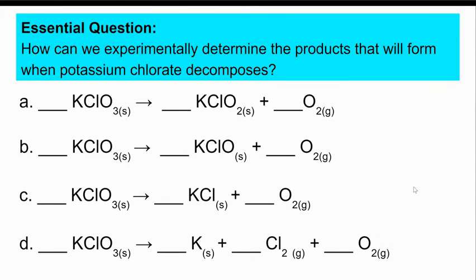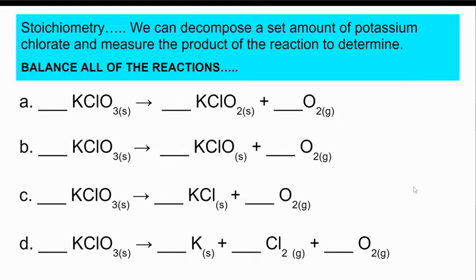To do this, we're going to need to use stoichiometry. So, our essential question for today is how can we experimentally determine the products that will form when potassium chlorate decomposes? And we'll do this using stoichiometry. We can decompose a set amount of the solid potassium chlorate, and then we'll be able to measure the product of the reaction to determine.